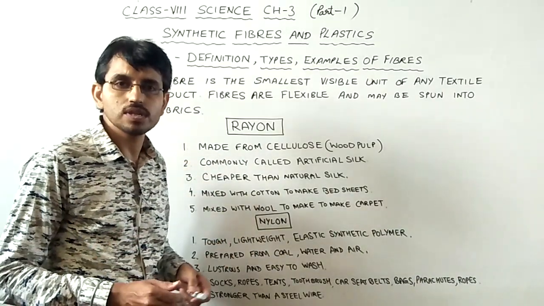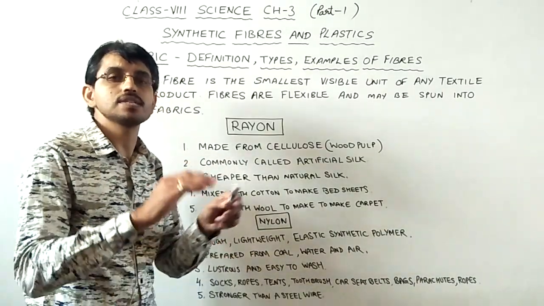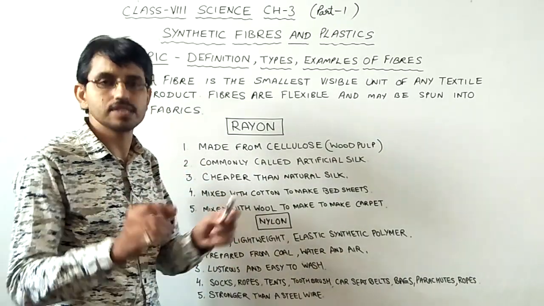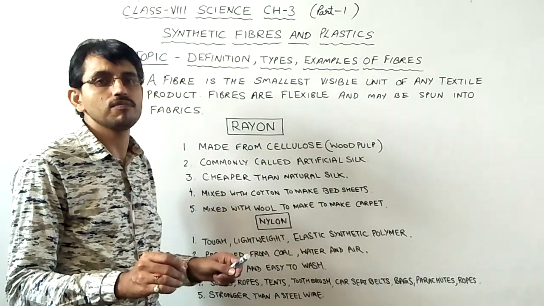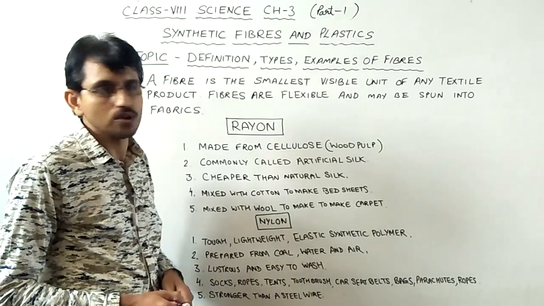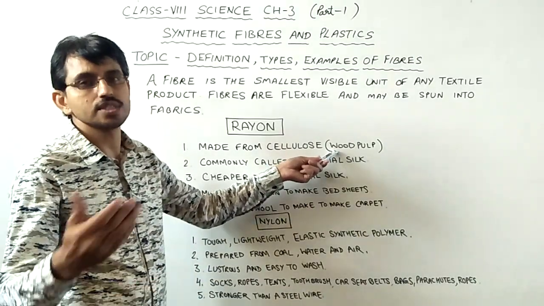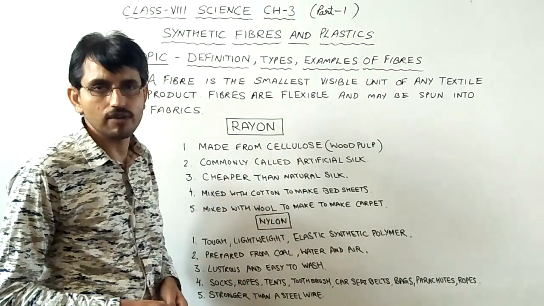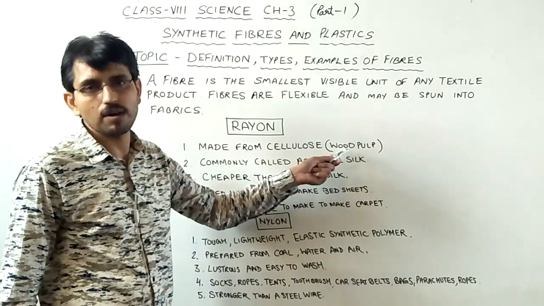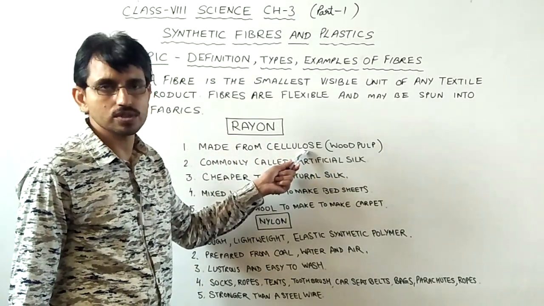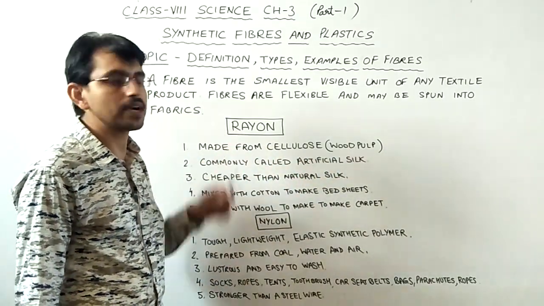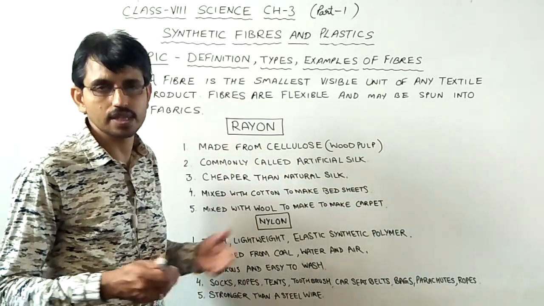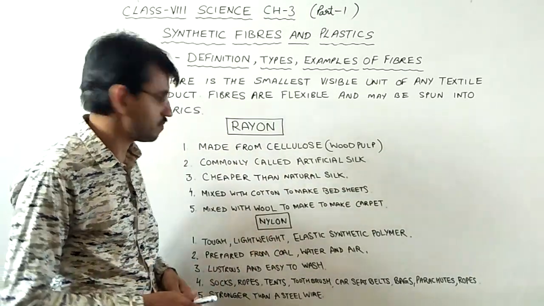You know cellulose is present in the cell wall of plants. Means the cell wall of a plant is made up of cellulose. So wood pulp is rich in cellulose, and the raw material required for the production of rayon is wood pulp. Wood pulp contains cellulose, and this is the raw material needed for the preparation of this synthetic fiber called rayon.